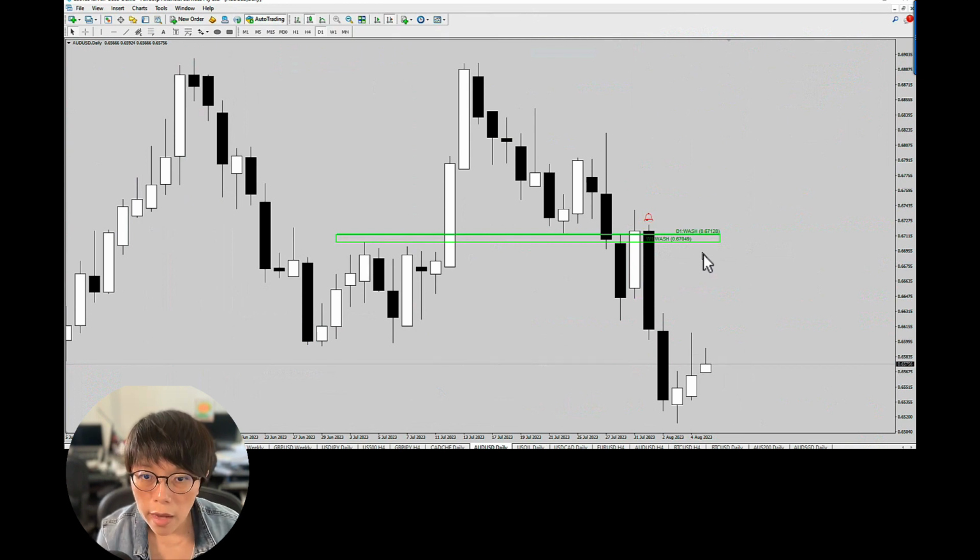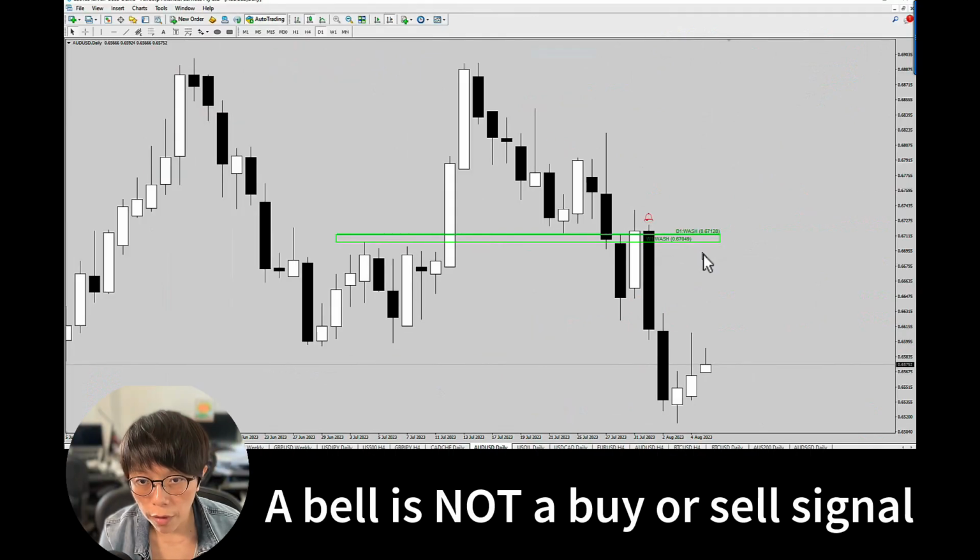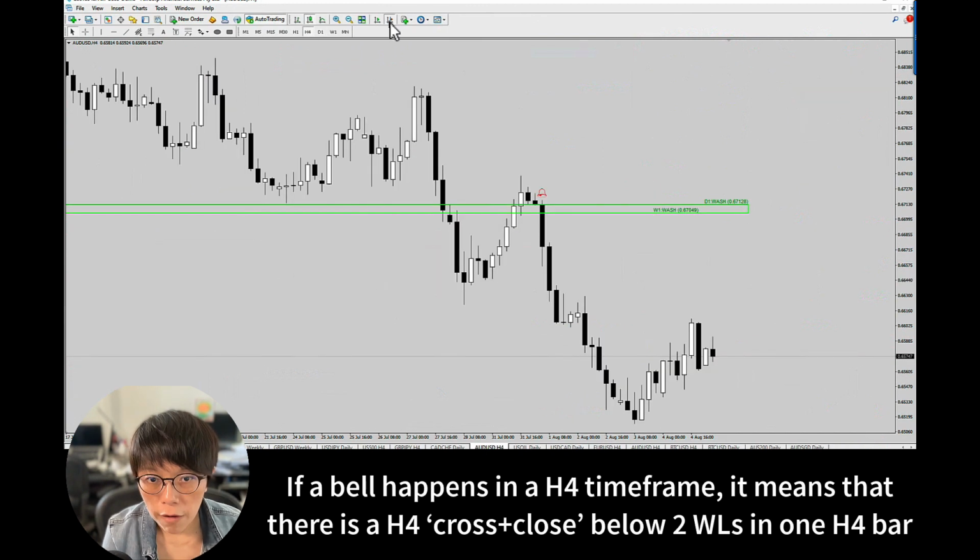The idea is that when there is a bell, a red color bell, it means that this is a stronger bearish signal, because then this becomes a cross and a close below two wash lines. However, I want to stress one thing: when you see a bell, it is not equal to a sell signal or a buy signal. Having the bell only shows you the strength, but it does not equate to a buy or a sell signal. In different time frames, we're going to have different cross and close.